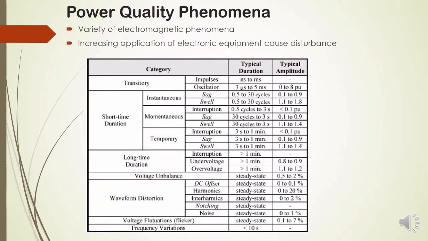The term power quality refers to the wide variety of electromagnetic phenomena that characterize the voltage and current at a given time and a given location of the power system. The increasing application of electronic equipment that can cause electromagnetic disturbance or that can be sensitive to this phenomena has heightened the interest in power quality in recent years. These are the types of the power quality disturbance that occur during a period of time with its amplitude.